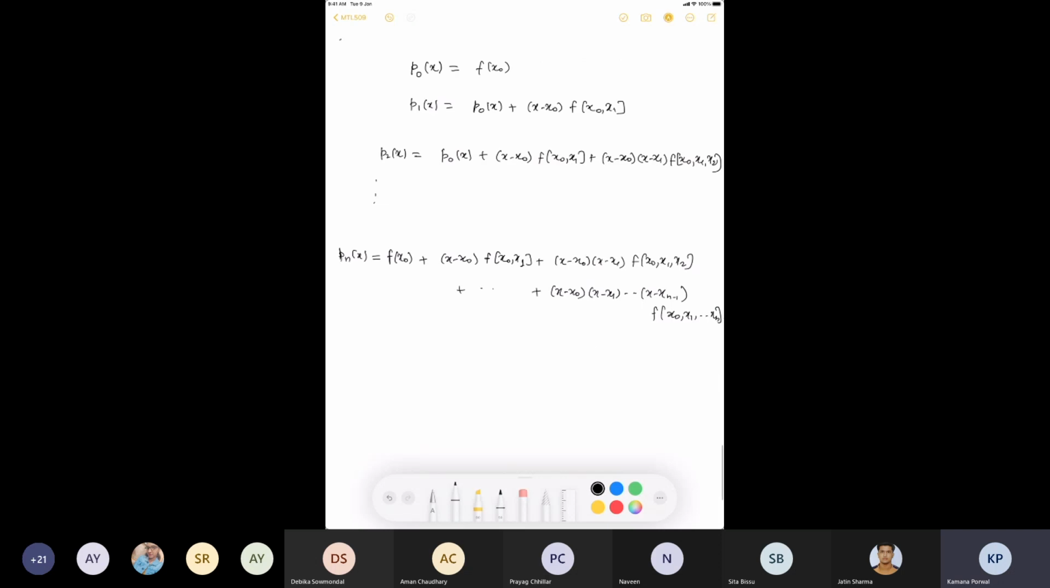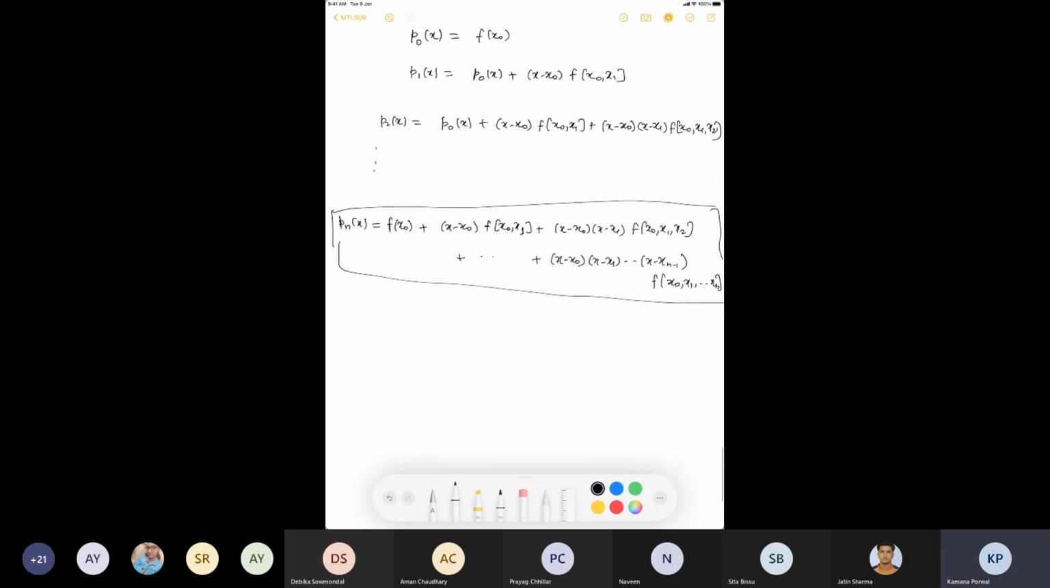Okay, so this is called Newton's divided difference formula for the interpolating polynomial.